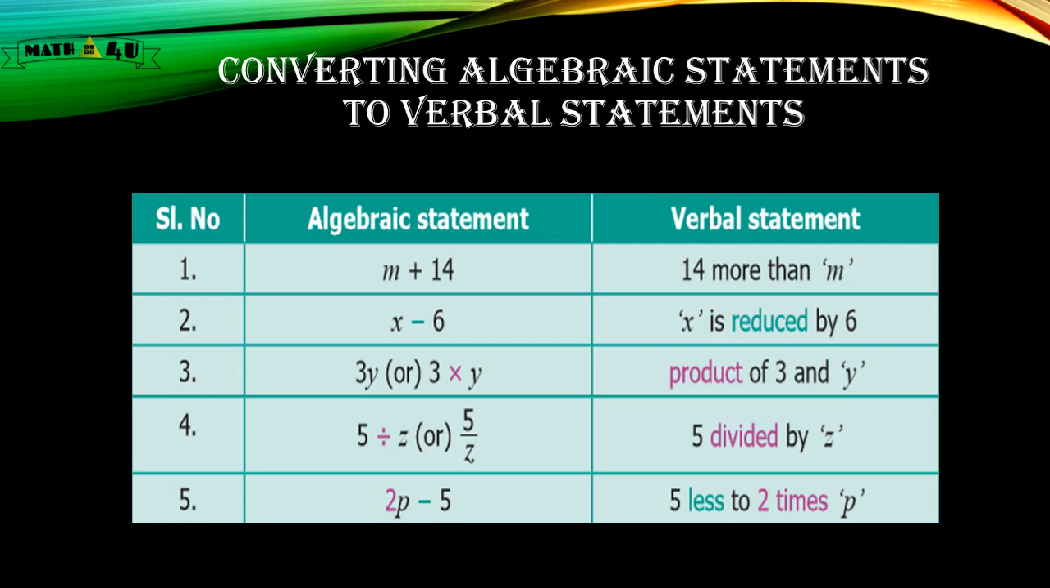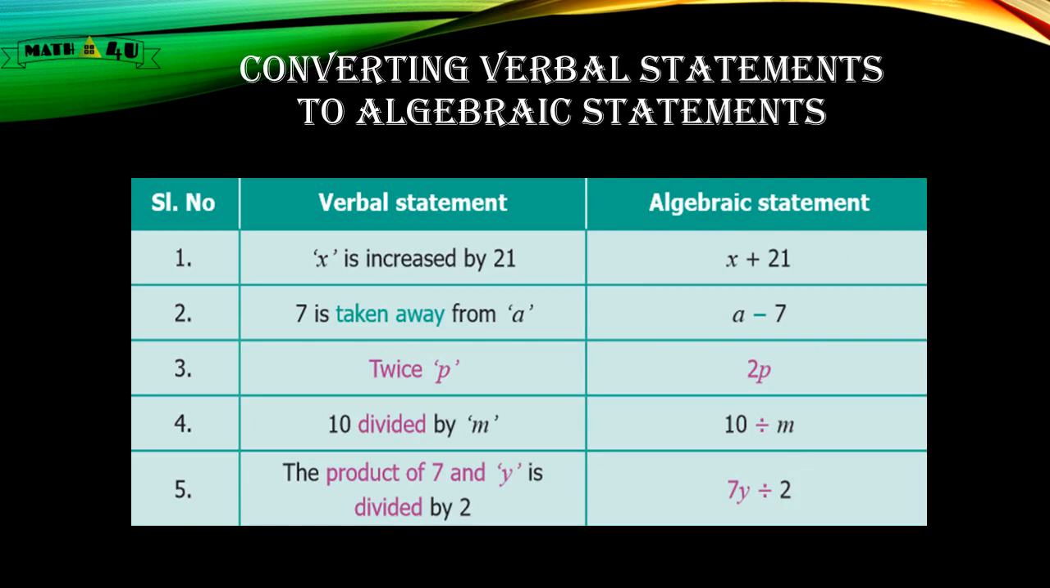Next, 2p minus 5. 2p is nothing but 2 times p. Minus, for this you can use the word less. So this can be written in verbal statement as 5 less than 2 times p.